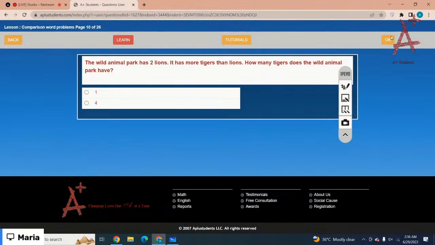The wild animal park has two lions. It has more tigers than lions. How many tigers does the wild animal park have? Which is the correct option?